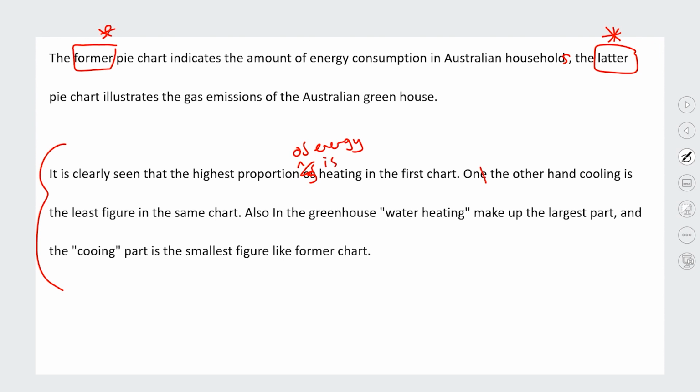On the other hand, cooling is the least figure in the same chart, the smallest figure. Also in the greenhouse, water heating makes up the largest part, and the cooling part is the smallest figure in the former chart. Okay, so this is not a good overview.